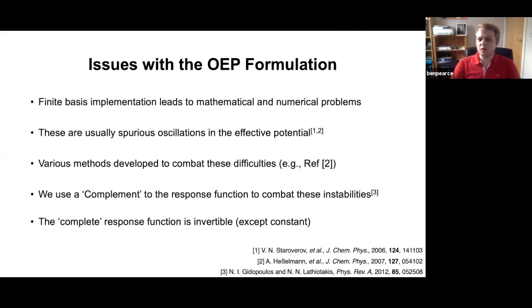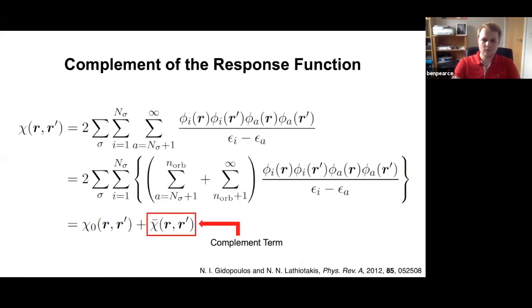As I mentioned before, the OEP solution is valid up to a constant, and it's important to note that the complete response function in an infinite basis limit is actually invertible. So if you have the complete response function, you shouldn't encounter any invertibility problems. But obviously within a finite basis set, we don't have all the information about the response function. So what is this complement and how does that work?